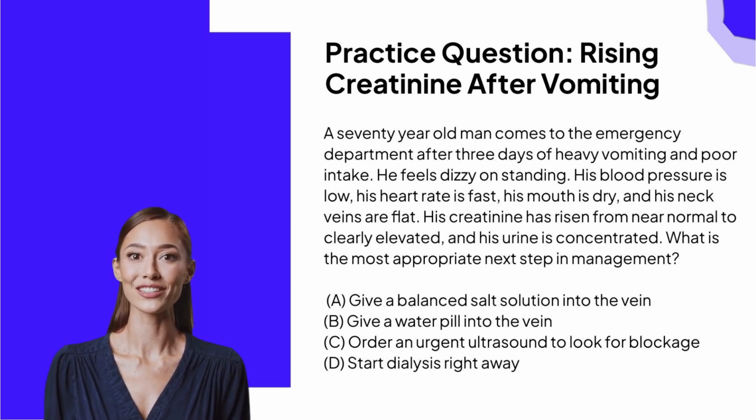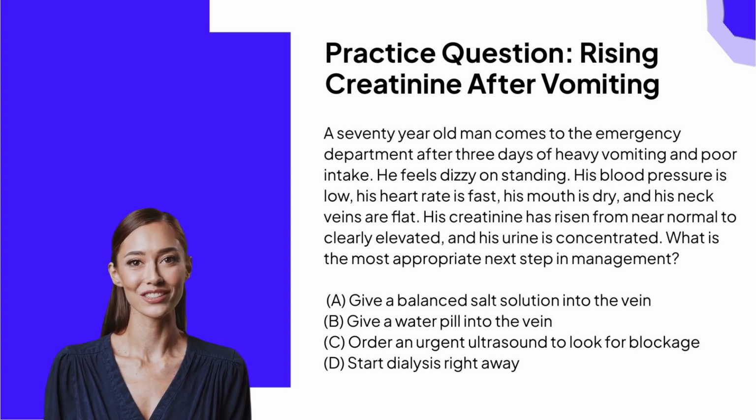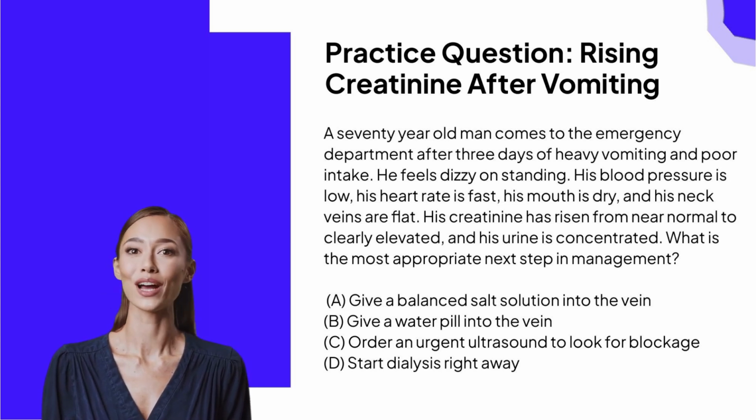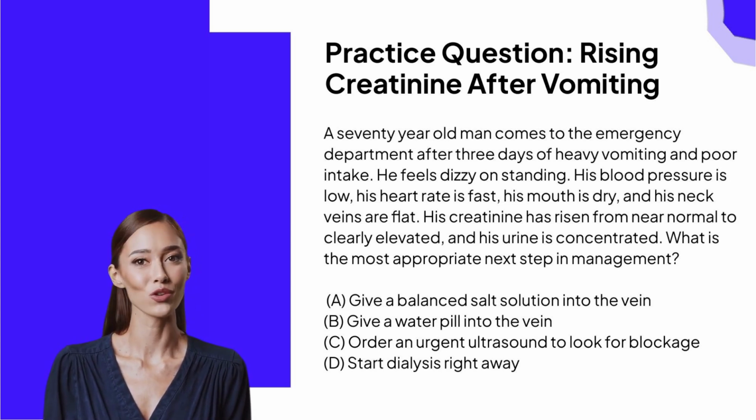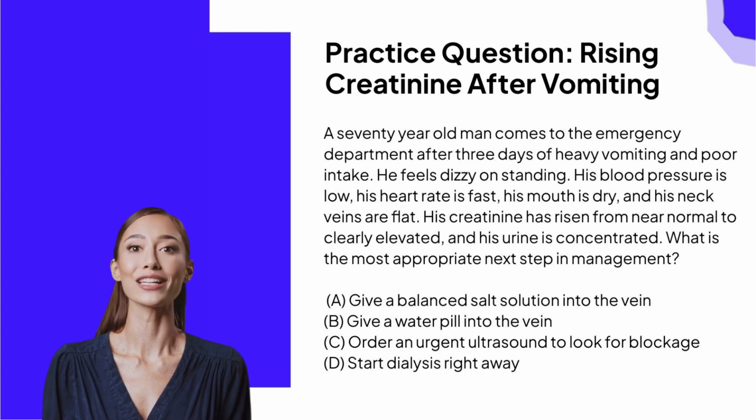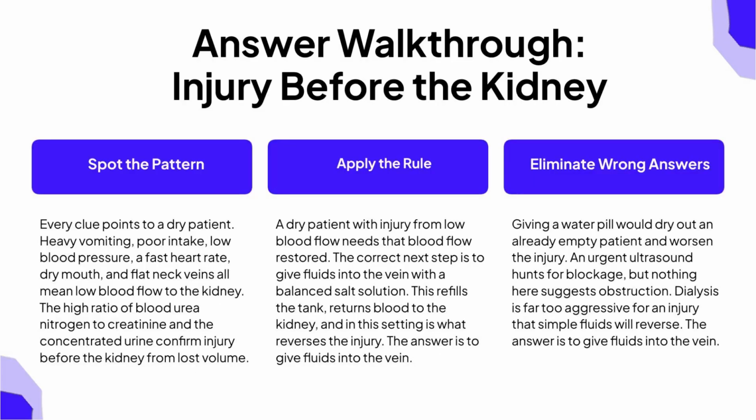Before you look at the choices, notice every clue here is pointing in the same direction. This is a dry patient whose kidney is starved of blood flow. Read the 4 options carefully and commit to your answer. Then we will walk through the reasoning together on the next slide. Let us break this down step by step.